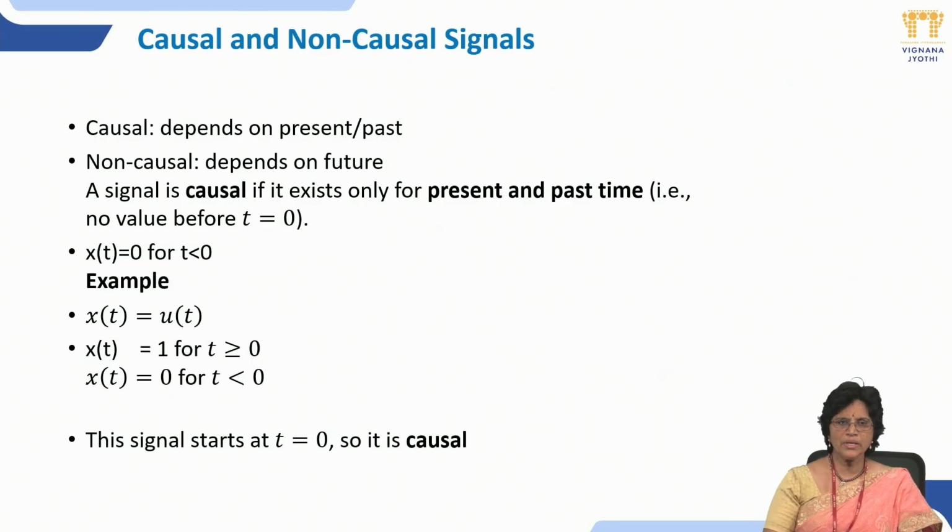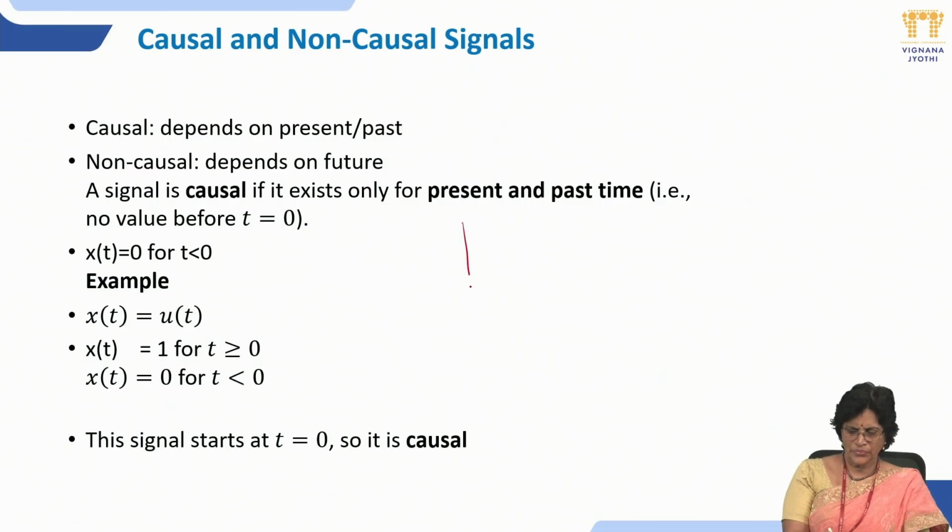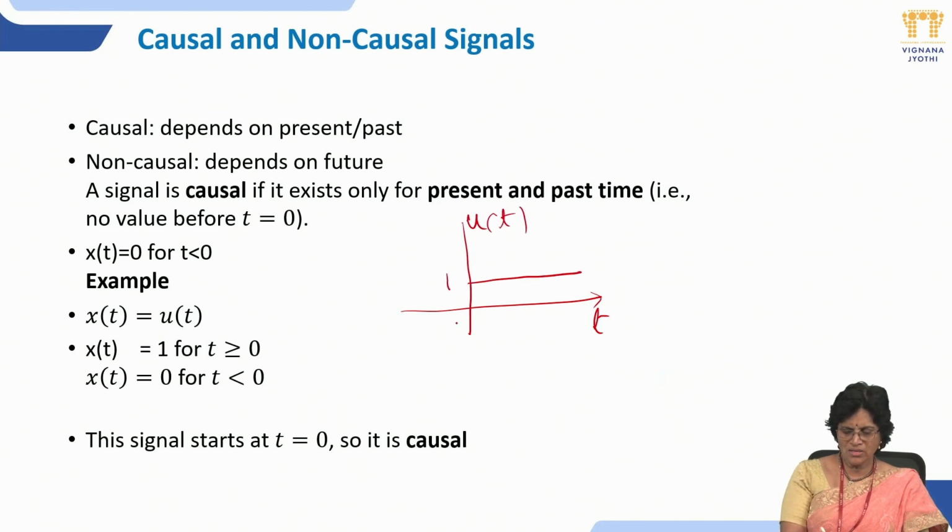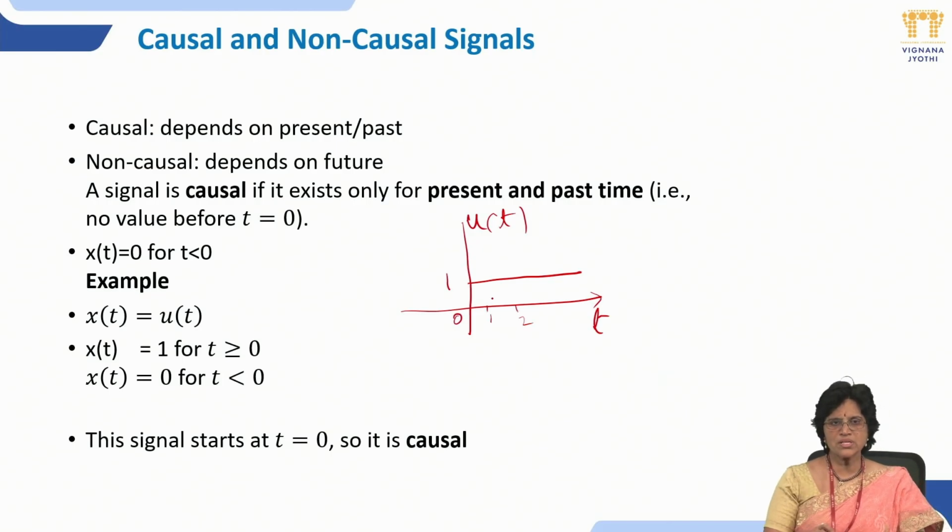For example, x of t equals u of t, which equals 1 for t greater than or equal to 0. Already you know the u of t signal; last class we discussed u of t. It has value 1 from 0 onwards. Such a signal we call u of t. As per our definition, for t less than 0, its value is 0. Because of that, the given signal is a causal signal.